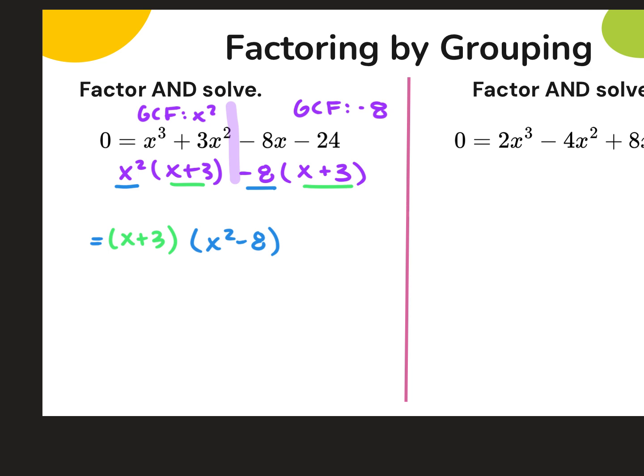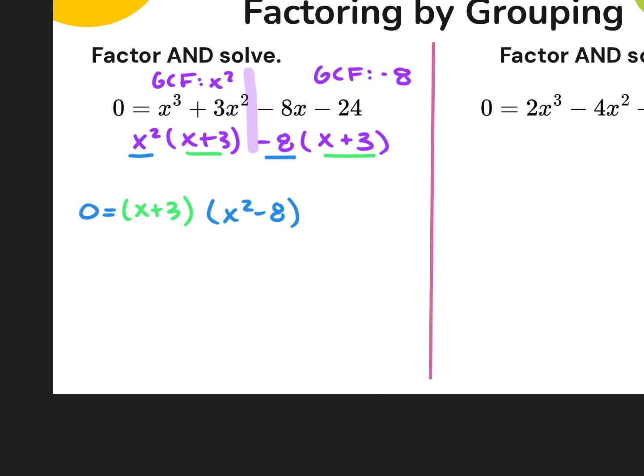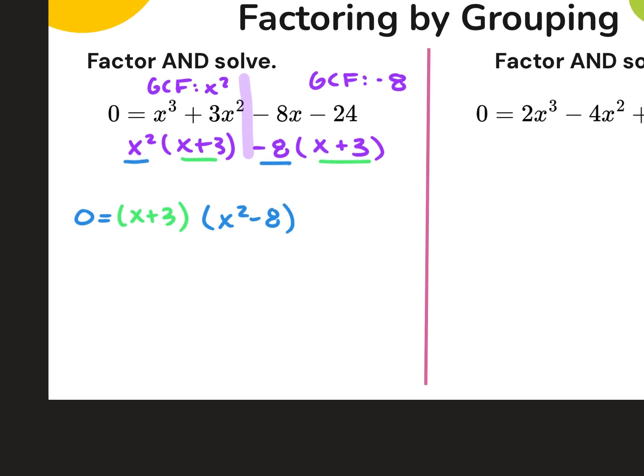I can't factor either of those further. So once I've done that, and I've factored as much as possible, I'm going to find my solutions by setting each parentheses equal to 0 and solving for x. In my first parentheses, that equation there, I need to subtract 3 from both sides. I get a solution of negative 3.